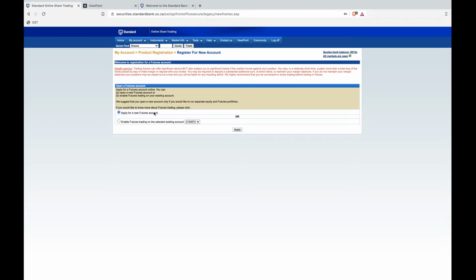Now, importantly, by requesting a brand new account, that doesn't mean that you are going to have a different login or an additional monthly admin fee. It just means that when you log on, you'll have multiple accounts. I'll show you an example of that in a second.